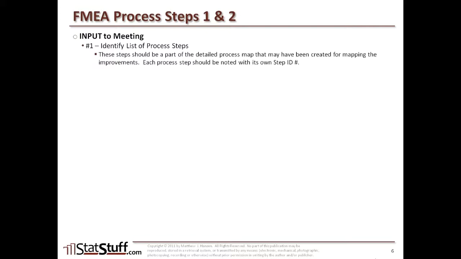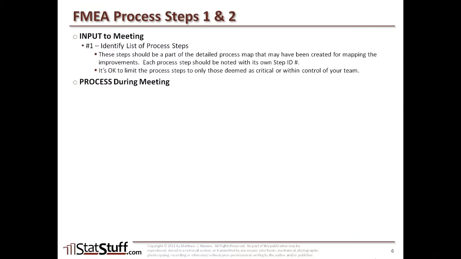Each of those process steps should be noted with at least its own step ID number as a reference point for us. Now, it's okay to limit the process steps to only the ones that are really critical or within control of your team if you didn't want to include every single process step. That's perfectly fine. Again, this would be the type of information that you would use as an input into the meeting. You should already have this mapped out by the time that your meeting starts.